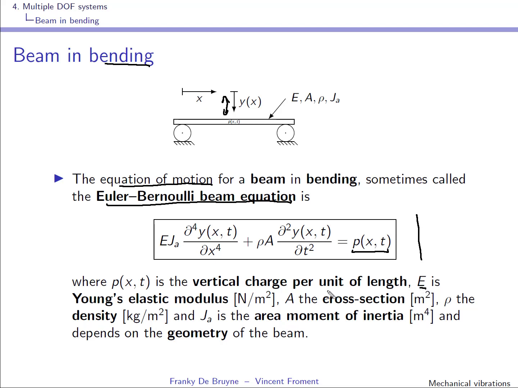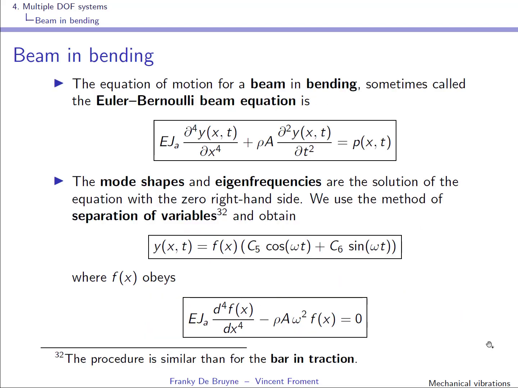E is Young's modulus, A is the cross section, rho is the density, and J is the area moment of inertia, and we know that it depends on the geometry of the beam. So again, we are looking for the eigenfrequencies and the mode shapes that are associated to that. And of course, you should work with the Euler-Bernoulli beam equation with the right-hand side of the equation replaced by 0.